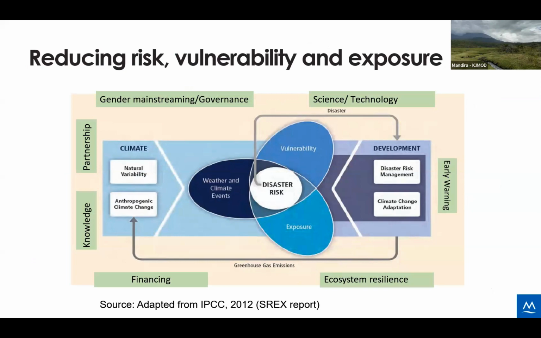In order to reduce risks from disasters, we need to have these three elements: better understanding of the hazards, meaning the climate, the weather, the event; the vulnerabilities; and the exposure. For this, it is required that we increase our knowledge and our partnerships in different ways, looking at gender mainstreaming and governance, and using space technology, science and technology, and looking at how we also bring in finance. That's very important. The investment is extremely important to bring in, and to improve resilience.